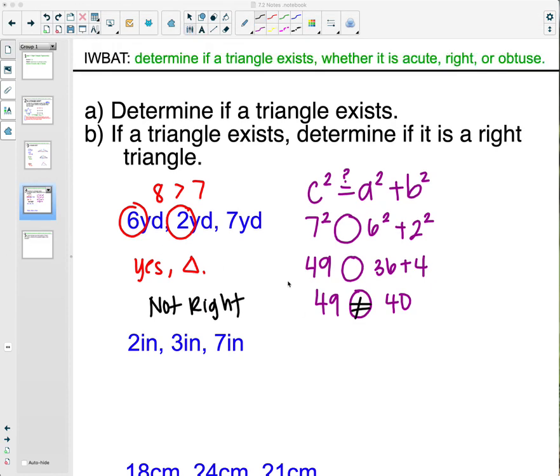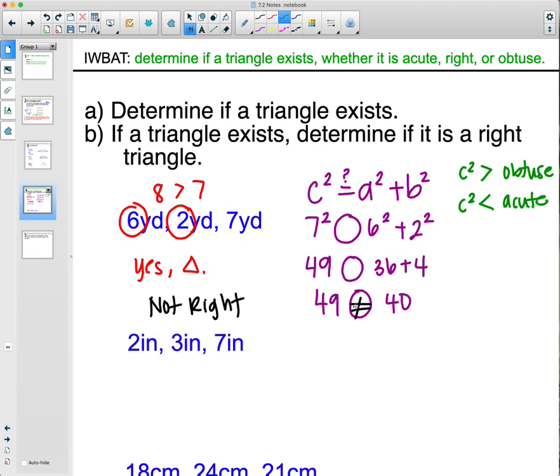So now you can actually decide if it's acute or obtuse based on if c squared is bigger or smaller than this 40. So if c squared is bigger, then it's obtuse. If c squared is smaller, then it's acute. So in this one, the c squared value is bigger than the a squared plus b squared. So bigger means that this is actually an obtuse triangle.